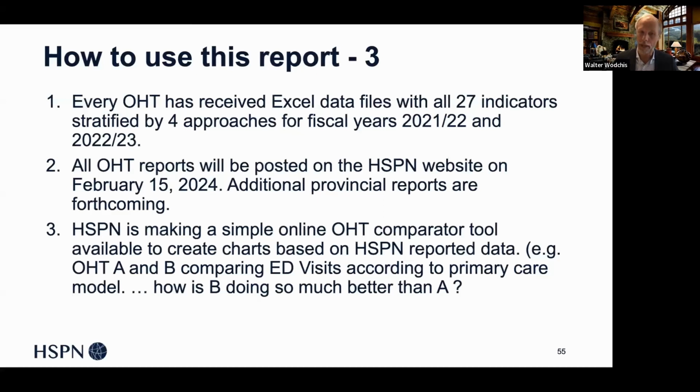And we are making a simple online comparator tool to be able to create charts based on the HSPN reported data. So for example, OHT A and B, comparing emergency department visits best managed elsewhere according to primary care model. And then we still need to go and find out what it is about those two OHTs that is different and drives those results. This is data to inform decision-making. This is not decision-making.